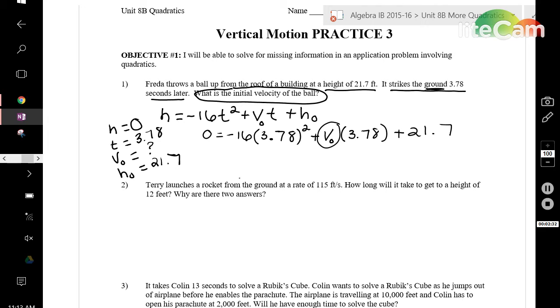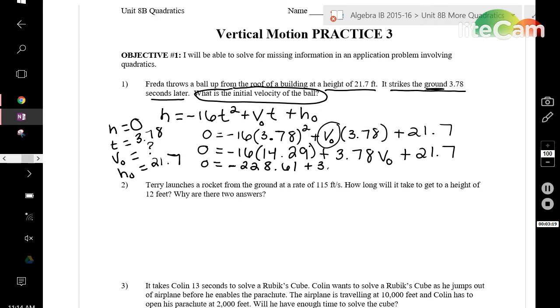So I would do the exponent first. If I do 3.78 squared, I end up with about 14.29. It might make it easier to write the number 3.78 for time before the variable for velocity. You don't have to write it that way, but that might make it a little easier for you. Now I would multiply negative 16 by 14.29. When I do that, I end up with negative 228.61. And I still have plus 3.78 times the velocity plus 21.7.